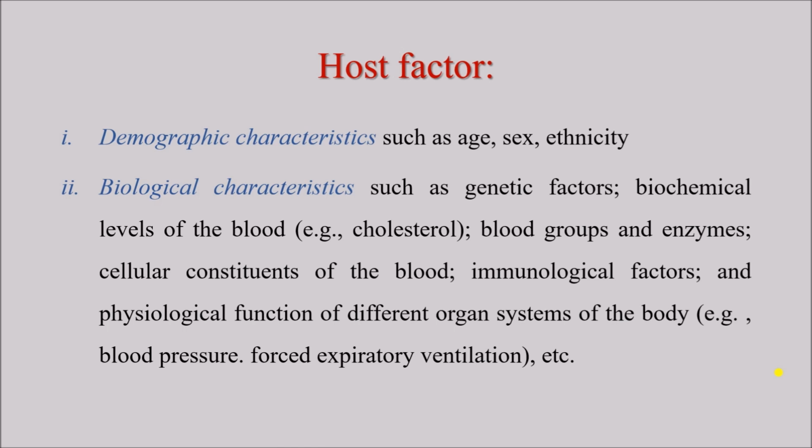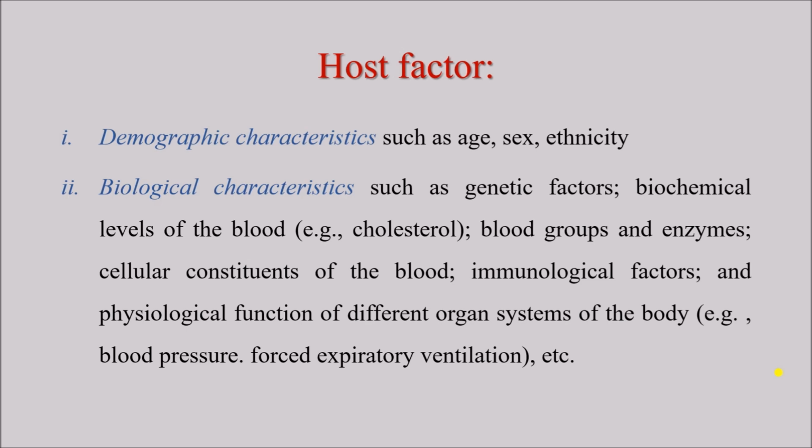What about the biological characteristics such as genetic factors, biological levels of the blood like cholesterol, and blood groups, enzymes, cellular constituents of the blood, immunological factors, and physiological function of different organ systems of the body. And these things in the human body itself can determine whether a particular disease will occur or not.